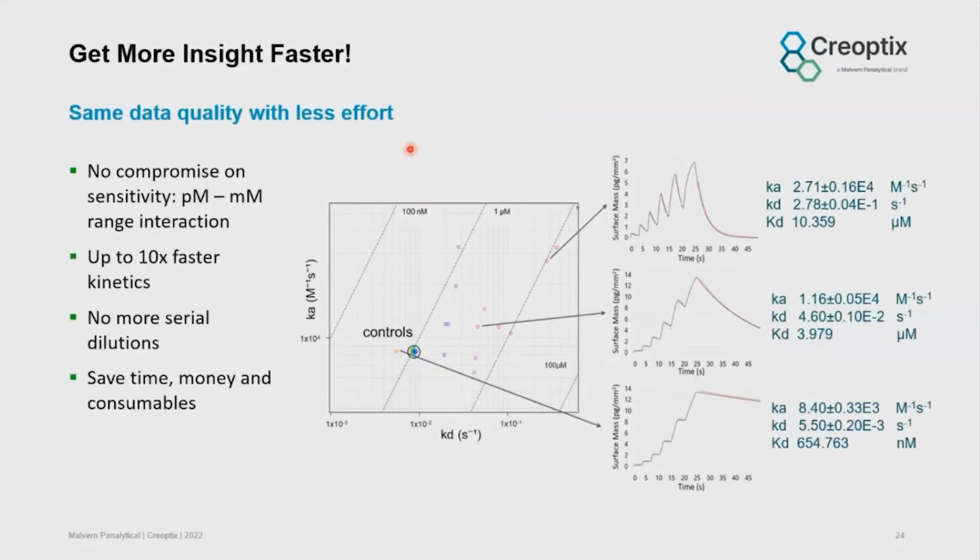What this allows us to do is get more insight faster. We have the same data quality with much less effort. And what we can now do is start thinking about kinetic screening, where in this plot, where we show the association and the dissociation rates plotted against each other, we can see that we have interactions with very similar affinity, or KDs, but quite different association and dissociation rates.